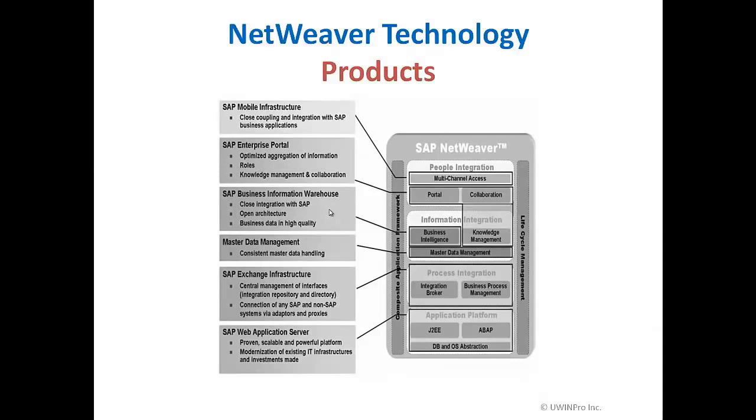NetWeaver technology was introduced a few years ago, somewhere around 2004. It consists of multiple products like mobile infrastructure, BI, master data management, enterprise portal, exchange infrastructure, and so on. And all these servers are running on Web Application Server. The purpose of selling this as one technology is that the total cost of ownership is less, and all these different modules are partly integrated and easy to start implementation.